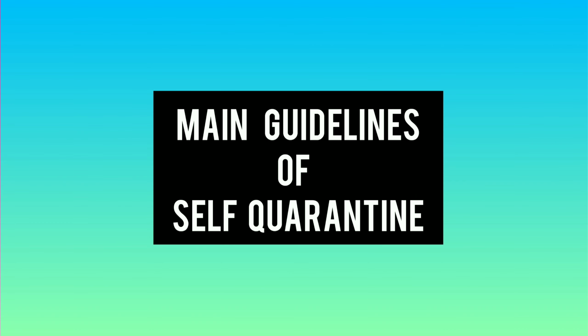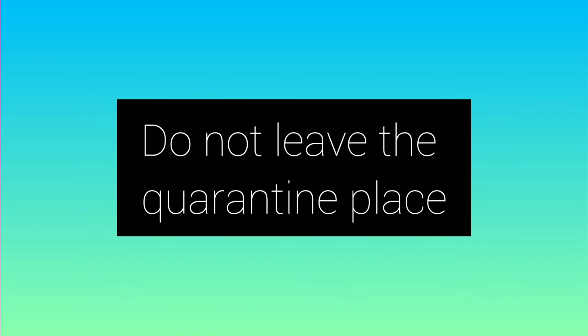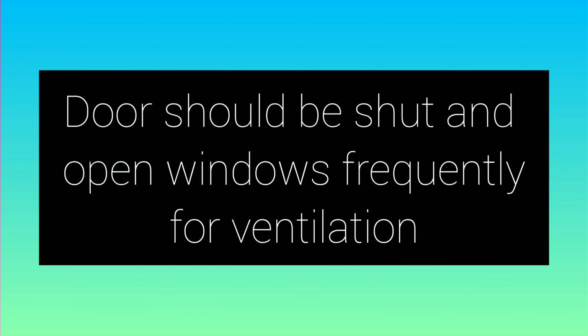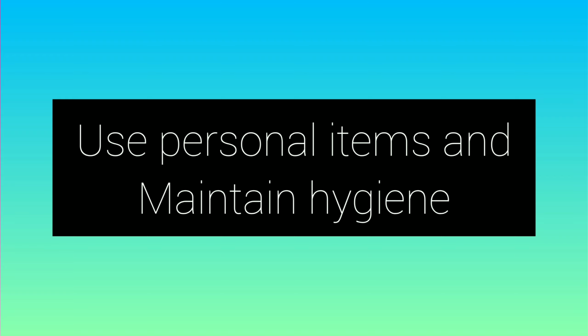Now, there are certain guidelines for the self-quarantine, that you should not leave the quarantine area, and if you do necessarily need to leave the area, you should ask your designated health officer before leaving the place. Next, you should not open the door, but open the windows frequently for ventilation, and use personal items, wash hands, and use hand sanitizers, these basic things.